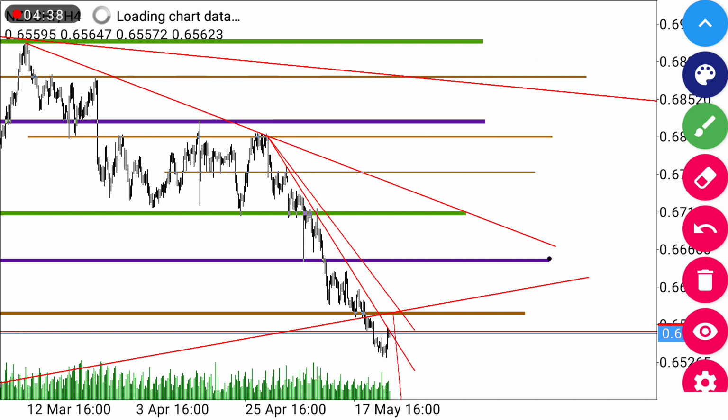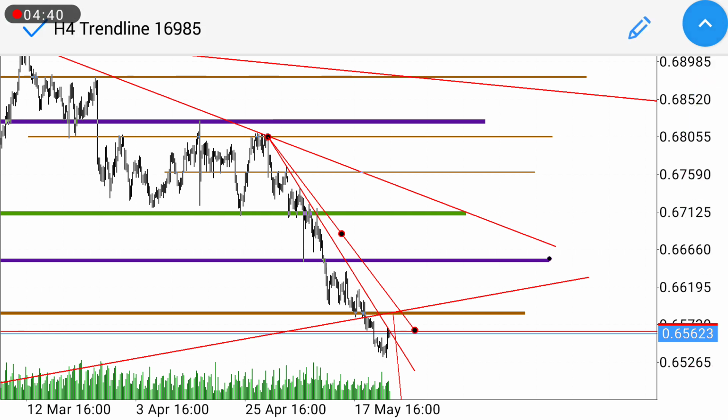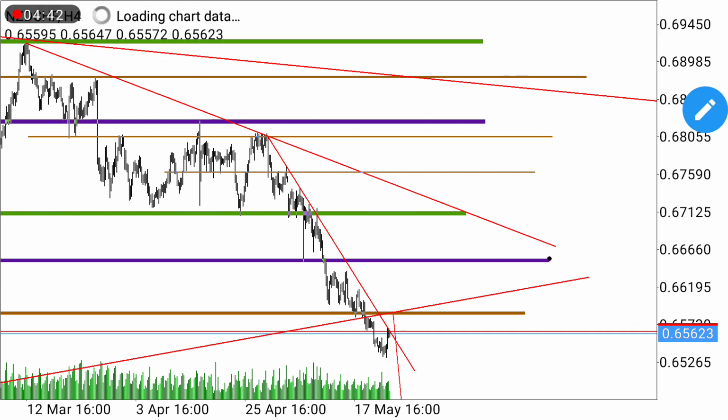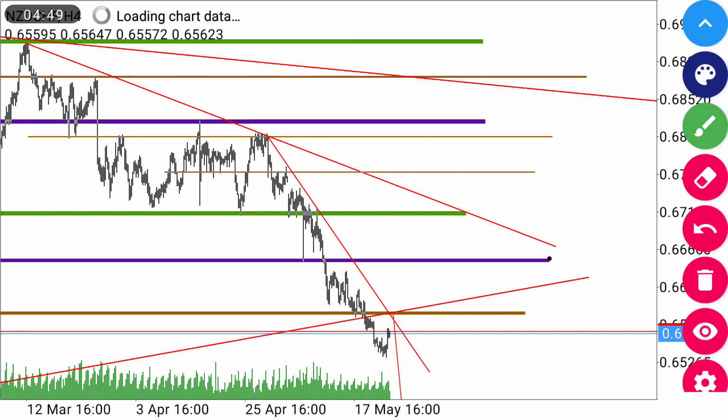Let me keep it well. We are anticipating that it will come back to touch this trend line at that point. Then from there we'll be looking for a selling opportunity in order to move down with it.